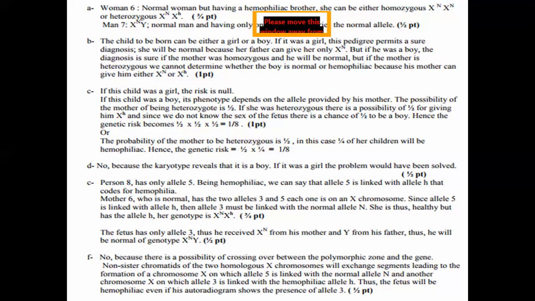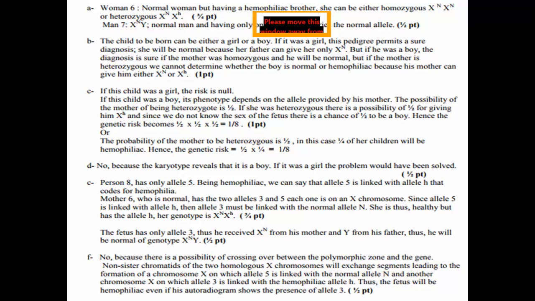Or we can solve it in another way. The probability for the mother to be heterozygous is 1 over 2. In this case, half the risk. But in this case, the children to be affected have a risk of 1 over 4, so 1 over 4 of the children will be affected or hemophilic. So the genetic risk will be 1 over 4 times 1 over 2, so it will be 1 over 8.